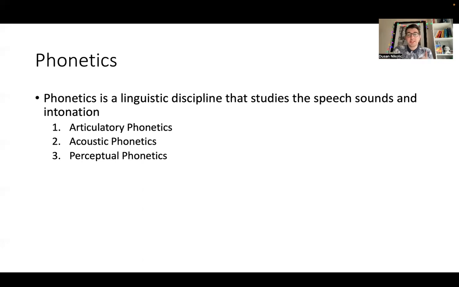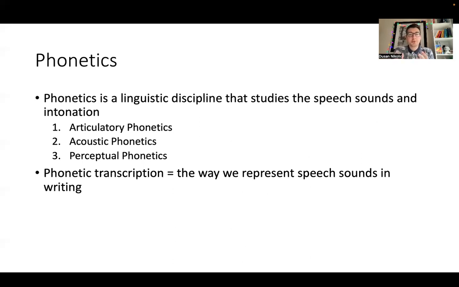Acoustic phonetics is the discipline of phonetics that studies the way sound is transmitted from a speaker to a listener, and perceptual phonetics is the subdiscipline of phonetics that talks about how we perceive speech sounds and intonation.